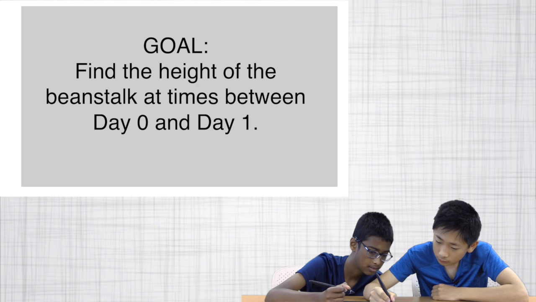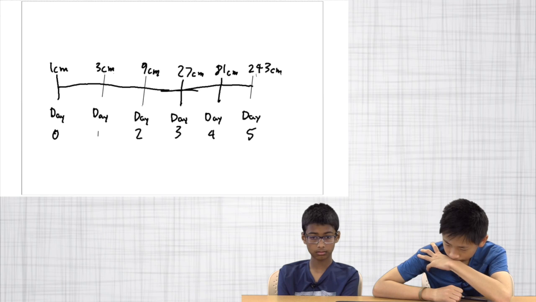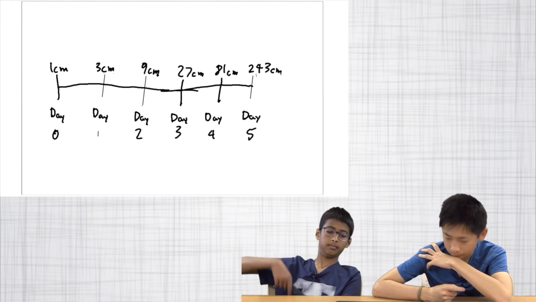To gain insight into how the beanstalk is growing, they first review the factors by which the height increases over several time periods and mark these in on their number line. Can you rewrite all the relationships that you had found in our previous lessons? All right.